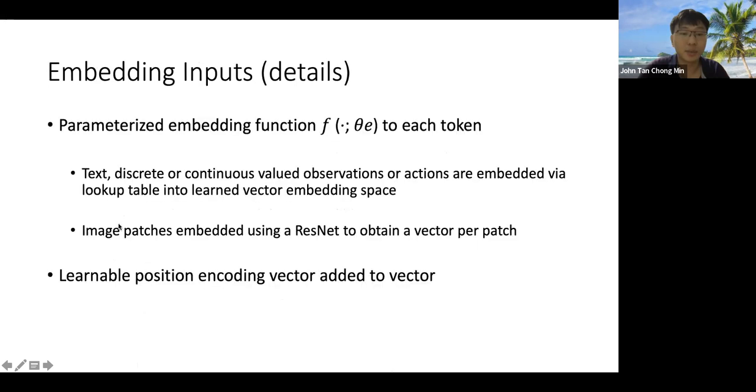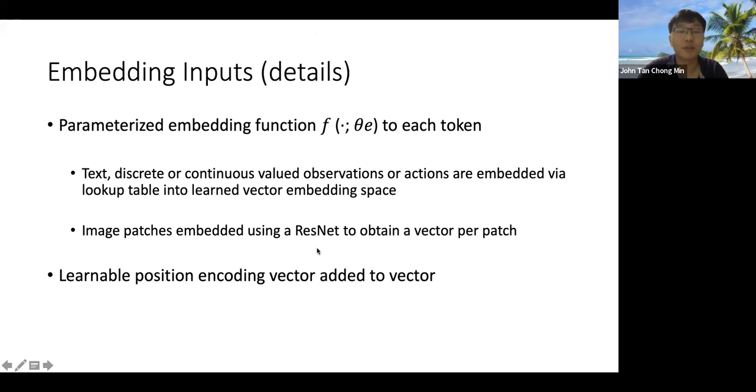Let's move on. We then need to embed this into a form that can be trained with backpropagation. The main thing to note is that the text, discrete or continuous value observations are embedded using a lookup table. Later we'll see an example of how this lookup table is used. Then for the image patches, we use a ResNet to encode. So each patch gets a vector that is encoded with some form of ResNet encoding.